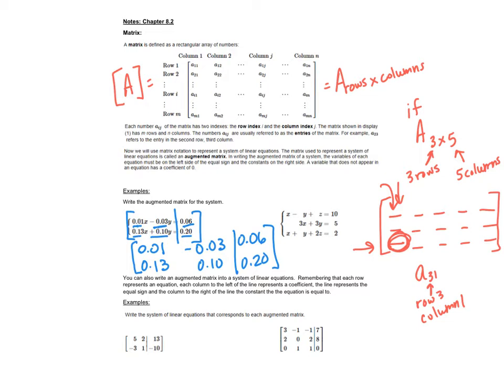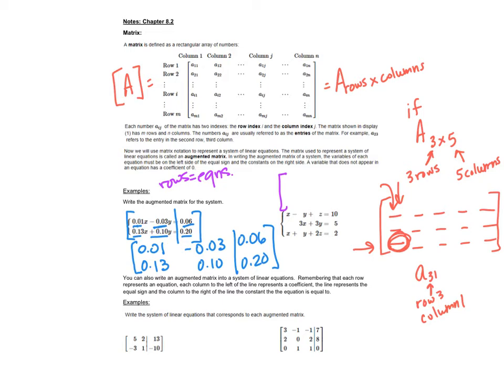So let's look at the next one. I want to do the same thing here. I'm going to augment my matrix. Now, I notice that I have 3 variables, and 3 equations. So I'm going to have 3 rows. My rows are going to represent my equations.